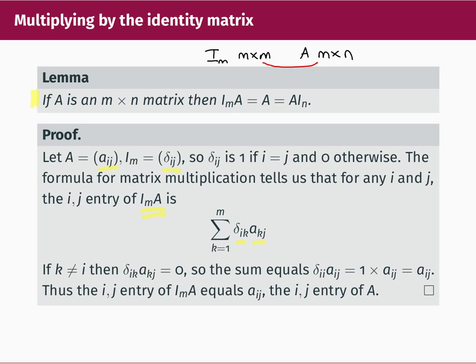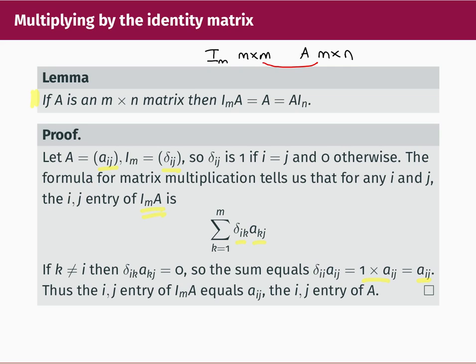But this sum is going to simplify a lot, because all but one of the terms are guaranteed to be 0. If k is not equal to i, then delta ik is 0, so it contributes nothing to this sum. So we only need to think about the term when k is equal to i, because that's the only one which could possibly be non-zero. Every other term will contribute 0 to this sum. So only the k equals i term contributes, and what that gives us is delta ii times a ij. But delta ii is 1, so we've got 1 times a ij, which is just a ij.